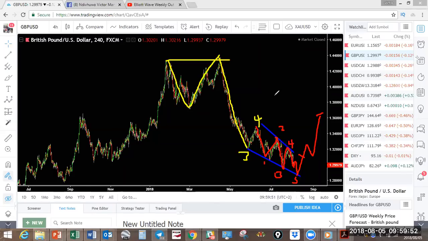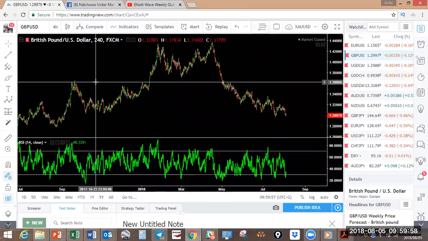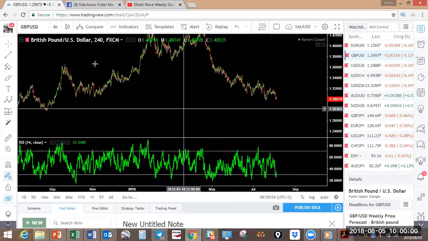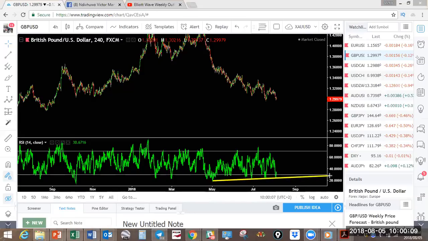I think I should have shown you that strong divergence on the dollar index on the daily. I'll show you just now. So let's see if we've got that divergence here on the pound. Yes, we clearly have the divergence. I should have shown you that divergence on the DXY. Right, so you got clear divergence, you're getting higher highs, higher highs. This is making lower lows, lower lows, lower lows.